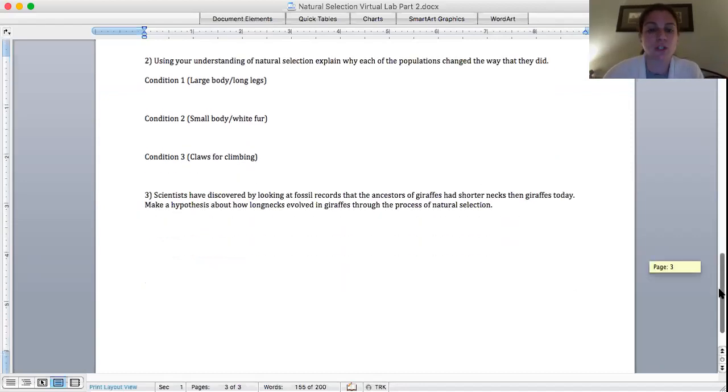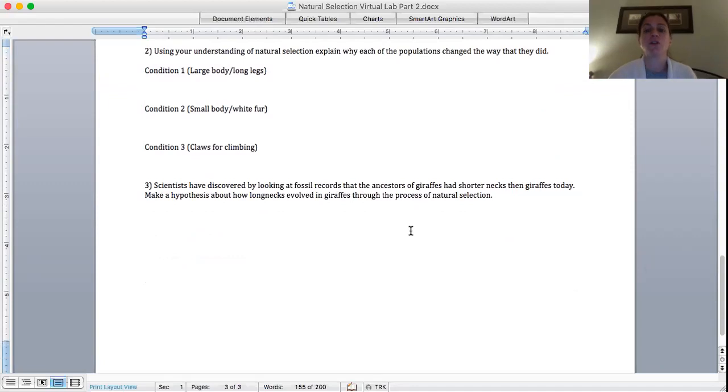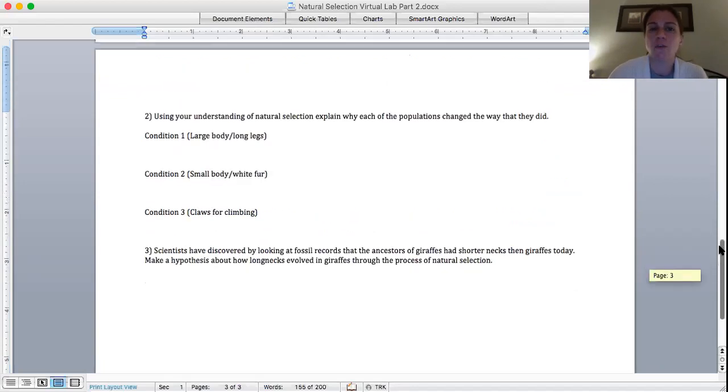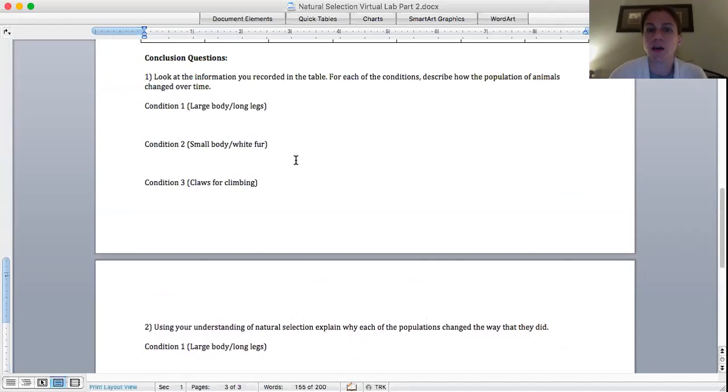The last question here is, scientists have discovered by looking at fossil records that giraffes have shorter necks in the past than they do today. Make a hypothesis of how that happened. And we did speak about that a little bit. So it's not too difficult of a lab. If you find that you are repeating yourself with a lot of these answers, that's okay. If it's increasing, you could probably assume it's doing the same thing, whether it's the long legs versus the white fur or whatever. It's okay to feel like you're repeating yourself, because they probably are very similar.